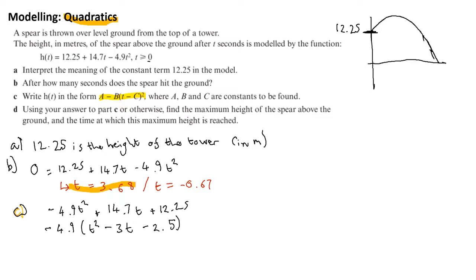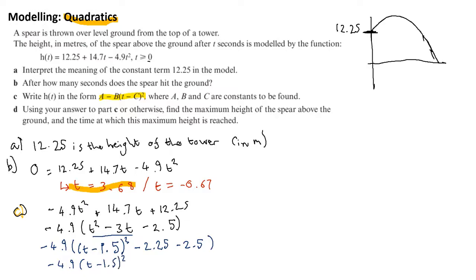Now it's written like that, we're able to complete the square. So to complete the square, my minus 4.9 is going to stay here for now. And this t squared minus 3t becomes t minus, we halve the 3 to get 1.5, squared. We take away 1.5 squared, which is minus 2.25, and then we're minusing 2.5 still. Then after that, we get minus 4.9 times t minus 1.5 squared.